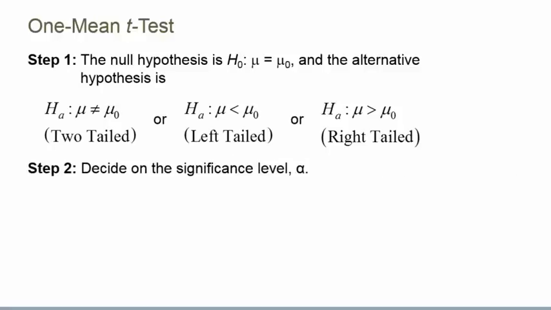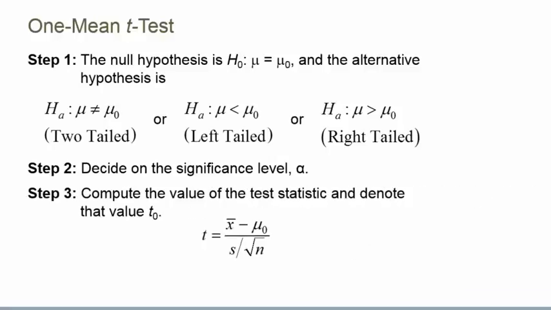Step 2. Decide on the significance level alpha. Step 3. Compute the value of the test statistic and denote that value t sub 0. t equals x bar minus mu sub 0, divided by s divided by the square root of n.